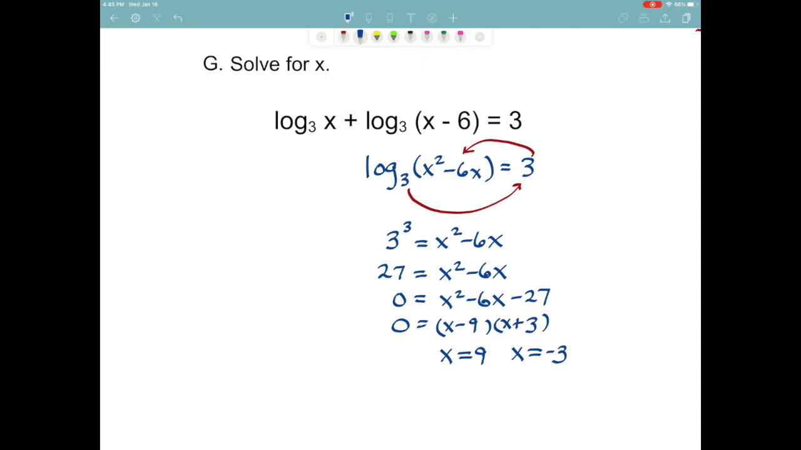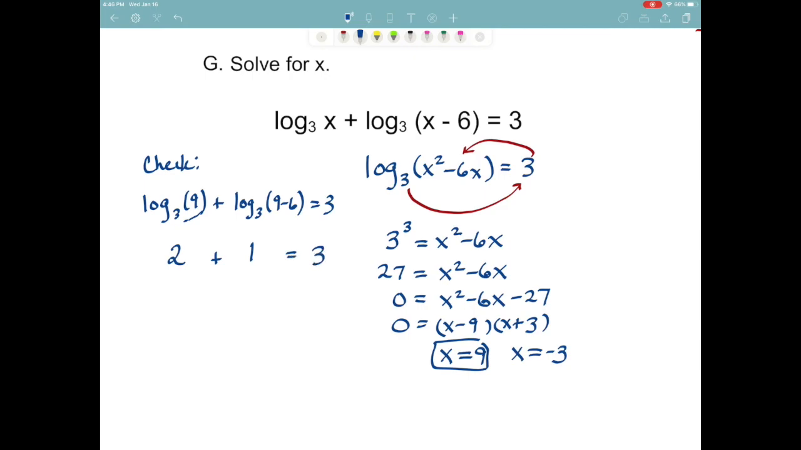When we check it, if we plug in our 9 here, we've got log base 3 of 9 plus log base 3 of 9 minus 6 should equal 3. Well, log base 3 of 9, 3 to the second power equals 9, so this is the same thing as 2. This would be the same thing as log base 3 of 3, which would equal 1. And 2 plus 1 is 3. So we know that one works.